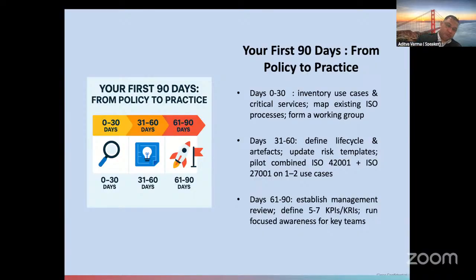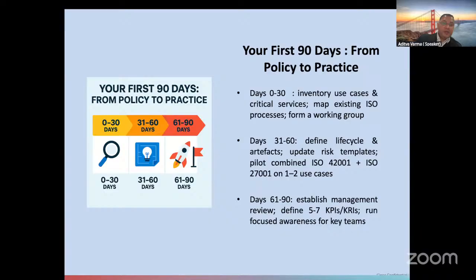Stage two, say in days 31 to 60, move to design and pilot. Agree on a simple life cycle and decide the minimum artifacts you expect at each stage. What artifacts? Like the risk assessment that you undertake, the design notes that you create, the test summaries, and the go-live checklist. These are important artifacts. There will also be a need to update existing risk templates to include your AI considerations, right? Using ISO 23894 as an inspiration. Why am I talking about ISO 23894? Because you cannot look at 42001 in isolation.